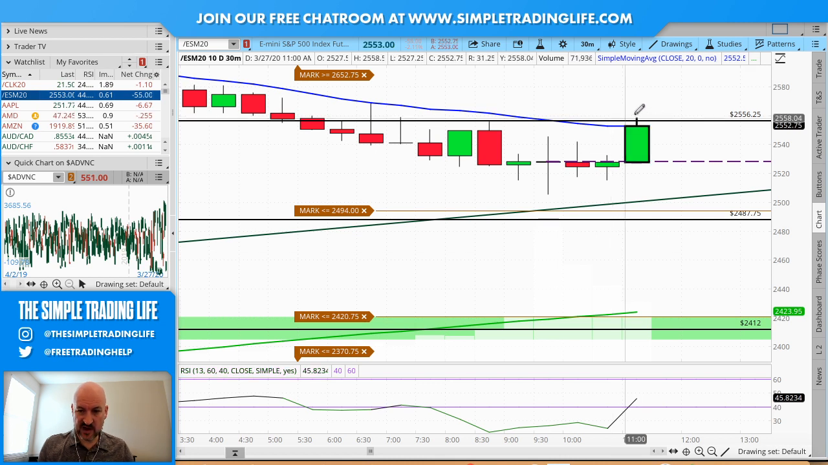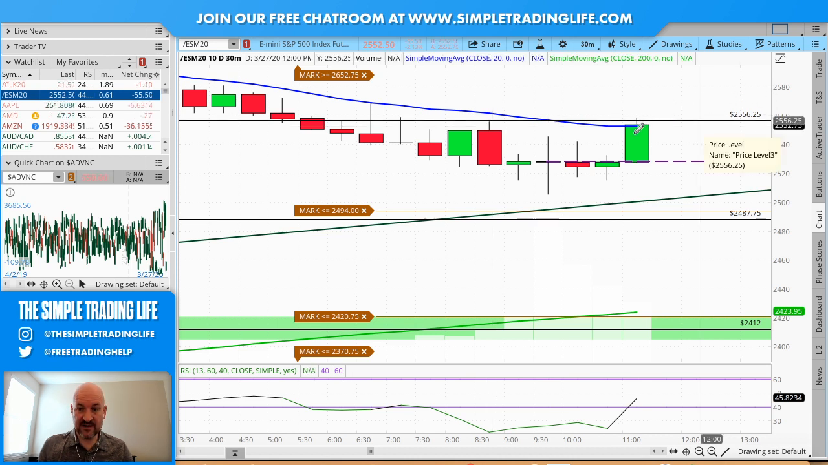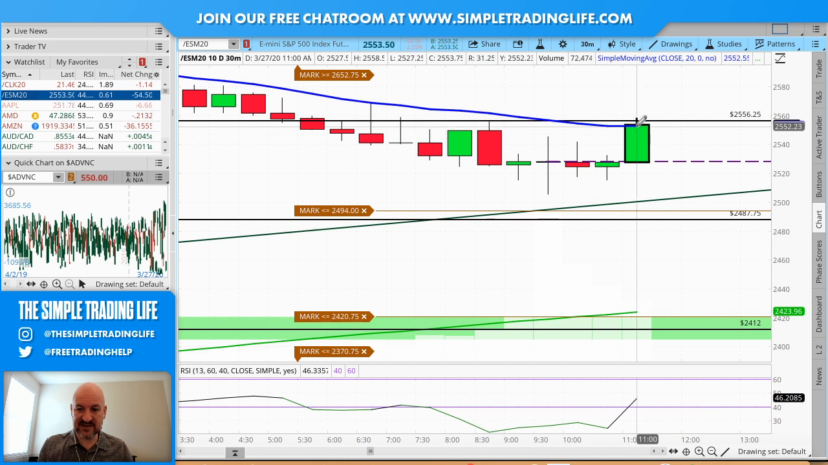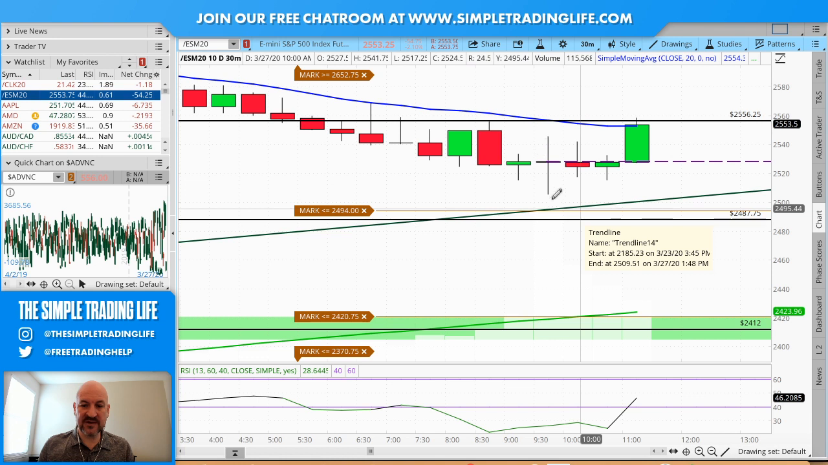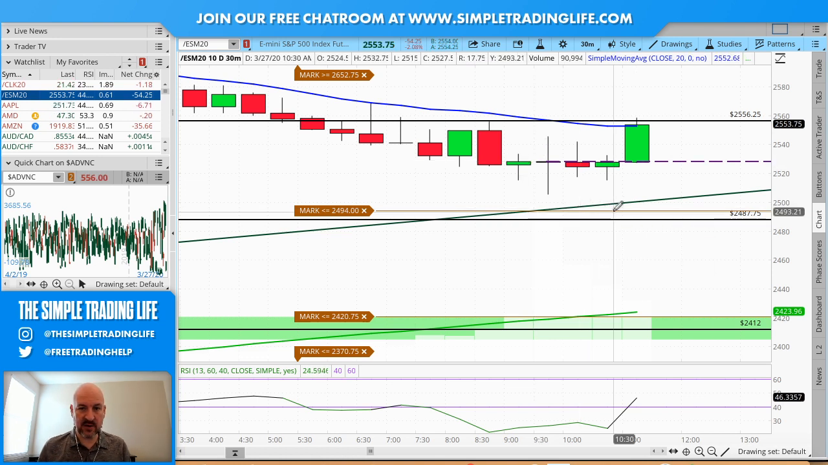So far we're rejecting right here at this wick and this resistance level. We went up to it and bounced back down a little bit. So we're going to see, does it have enough strength to get through there? But understanding candles, what they mean and what the different parts of the candles represent is important.